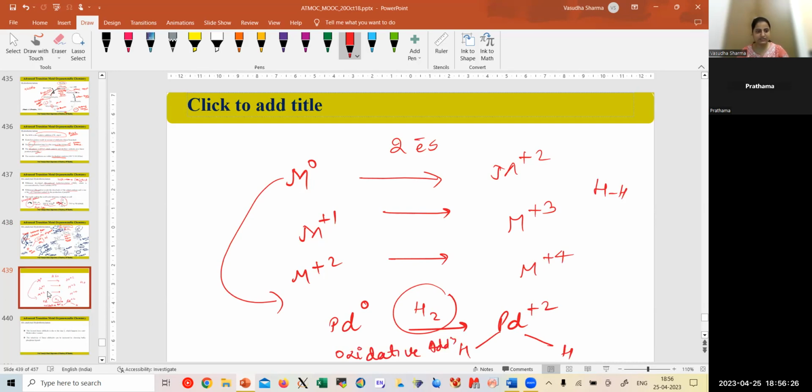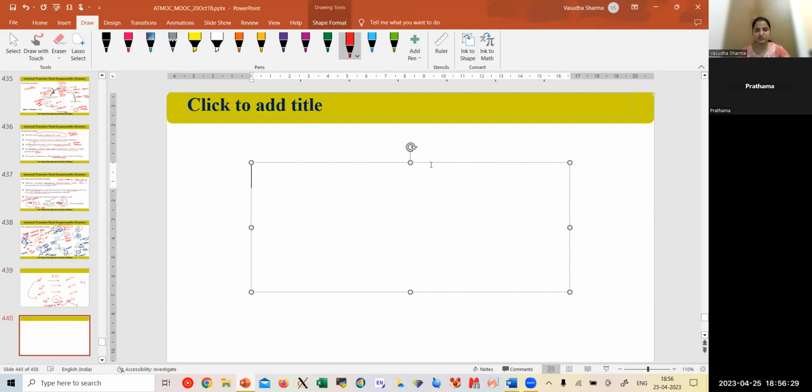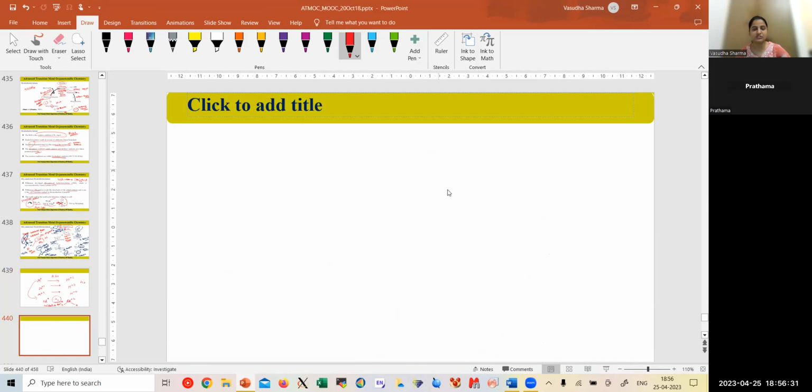So generally, this lecture is about the hydrogenation of alkenes. Hydrogenation requires the hydrogen molecule. So to add H2 to this alkene, the H–H bond has to be broken, right? So there are 3 methods.